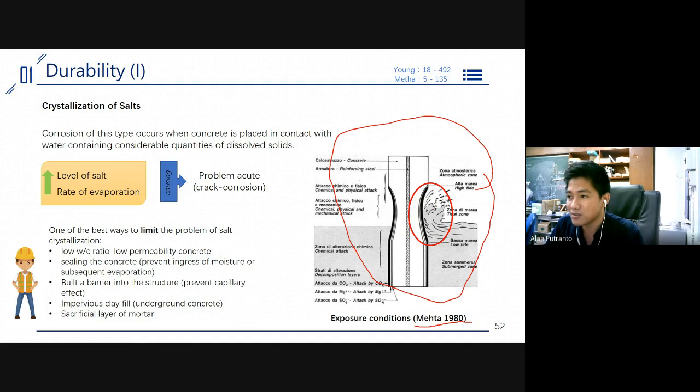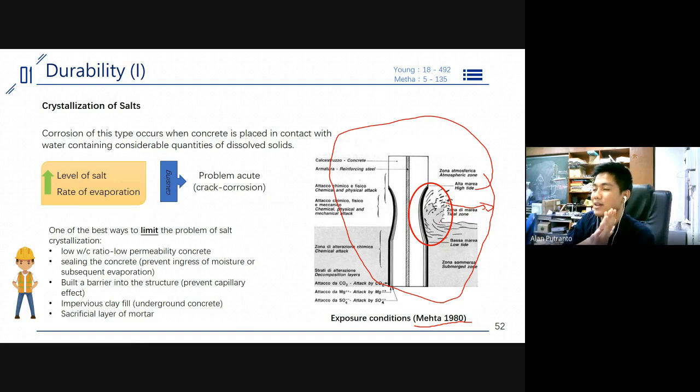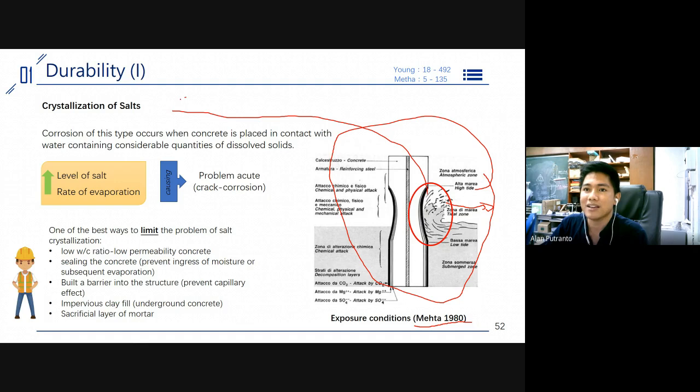You see this zone, this tidal zone. Actually, this part is always swept by the seawater, okay? But the seawater fluctuates, right? That depends on the wind and the temperature, right? Actually, this leads to the problem we call crystallization of the salt.